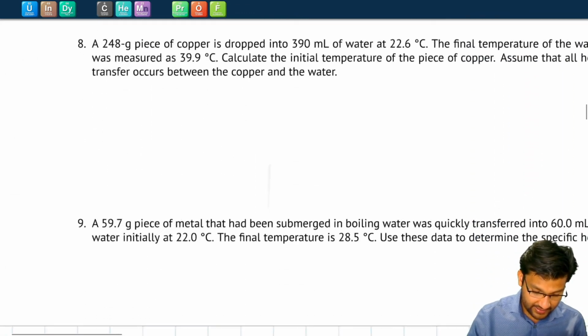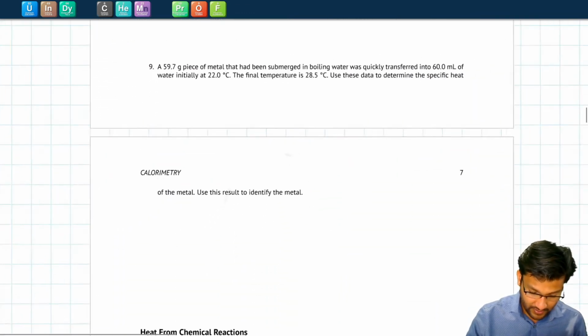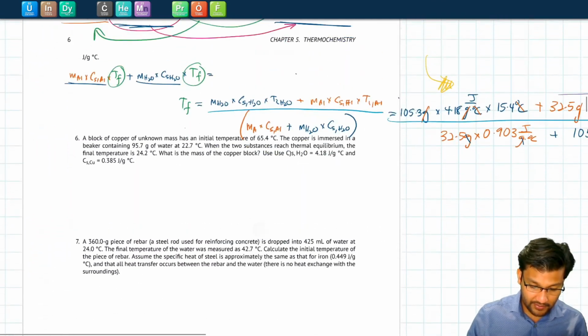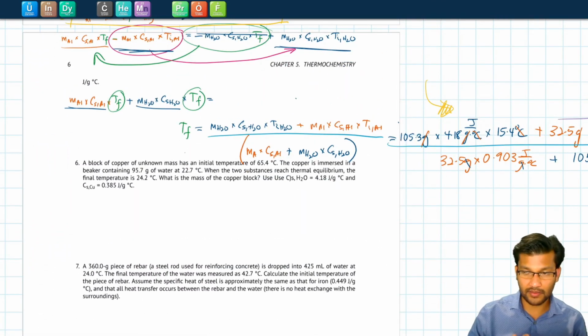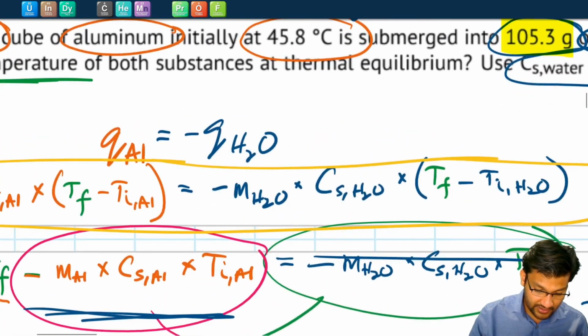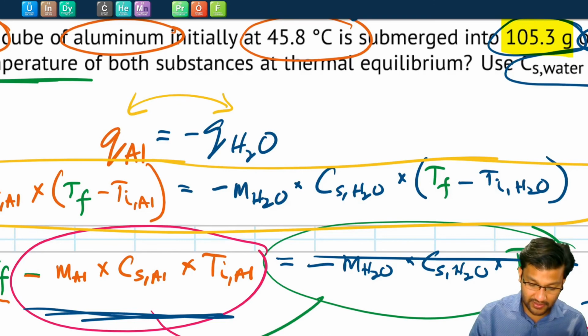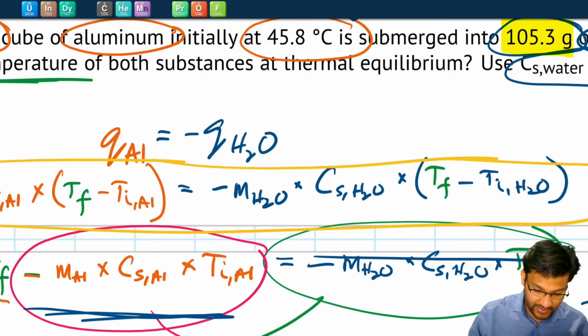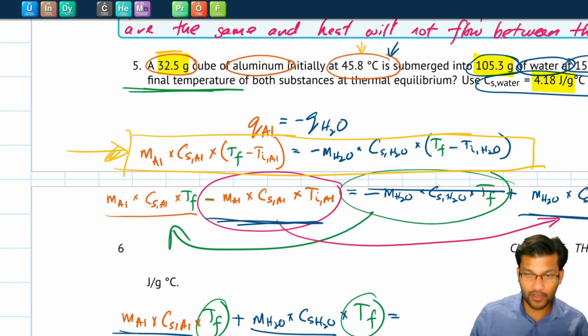All right, with that, you have all of the tools you need to solve questions 6, 7, 8, and 9. They're all heat flow problems where the two substances are going to be in thermal equilibrium in the end. The setups are going to be the same as we did here. We're going to start with the heat flow equation where the heat for the system is negative the heat for the environment, and then you're going to expand out and then solve for the one unknown that the problem asks for. If you have questions, please let me know.